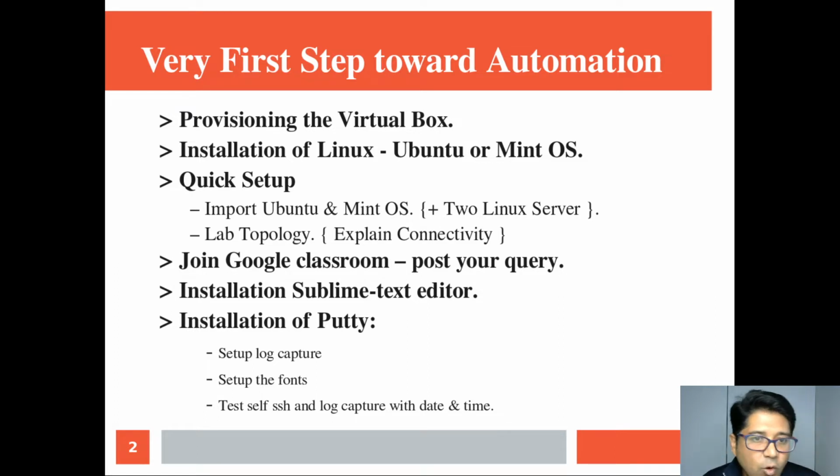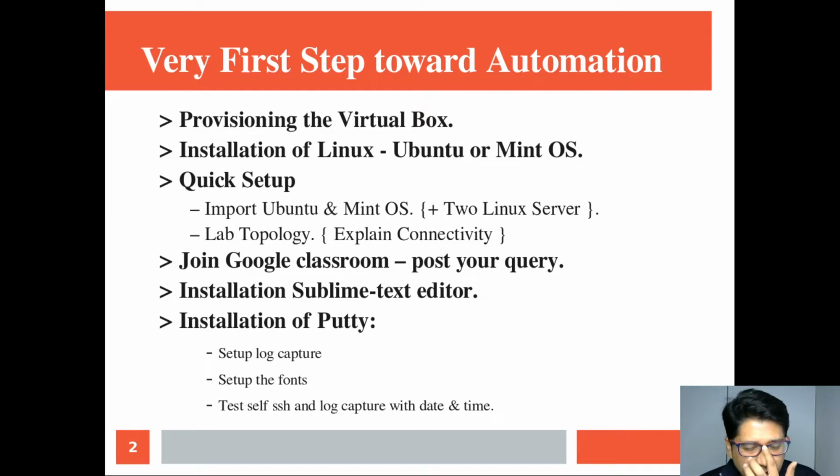Then we will see the lab topology we are supposed to understand, the connectivity, and this topology is going to be used throughout your Ansible and Python classes. So this is the base topology. On that we're going to add or remove if you want. Most probably it's going to be adding any new app or tool or connectivity stuff, like LAN or WAN connectivity, we will see.